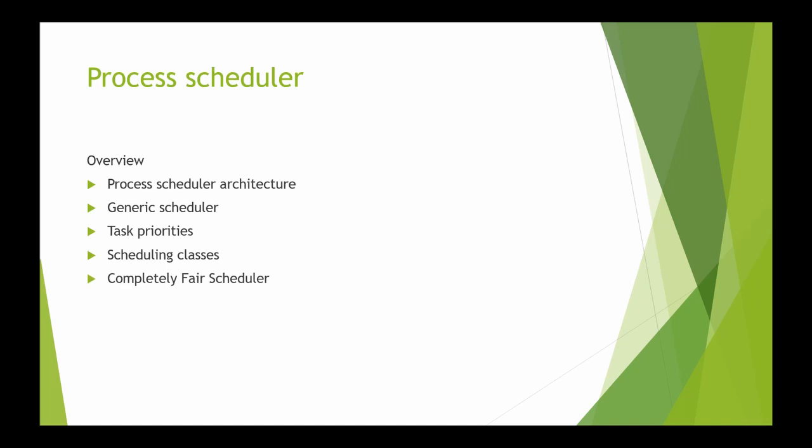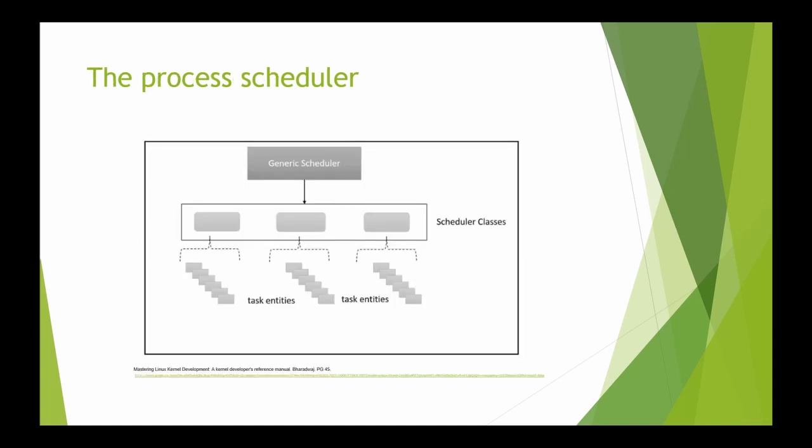About the process scheduler, I have chosen the following topics: process scheduler architecture, generic scheduler, task priorities, scheduling classes, and the completely fair scheduler. The process scheduler is a two-layer system. It is composed of the generic scheduler, which contains three different scheduler classes, which in turn contain the task entities that are to be executed in the CPU.